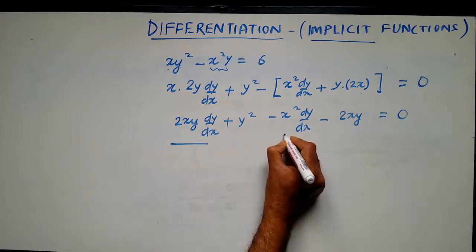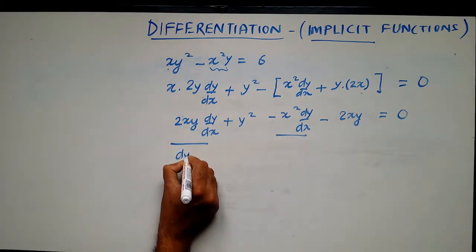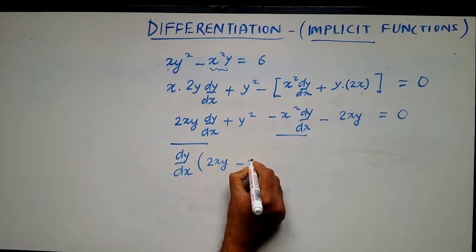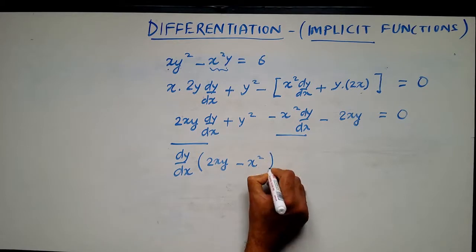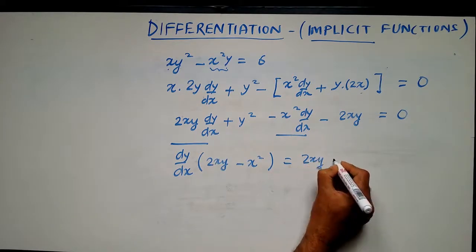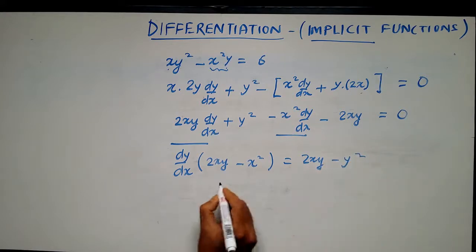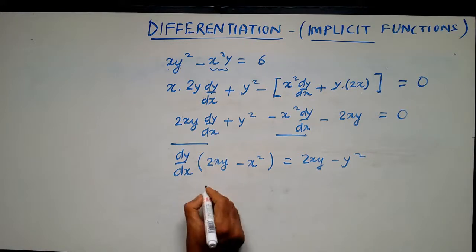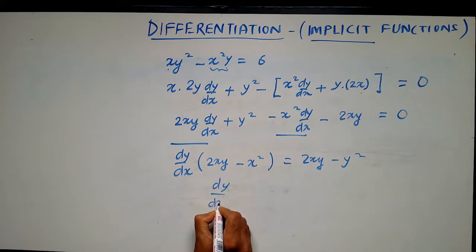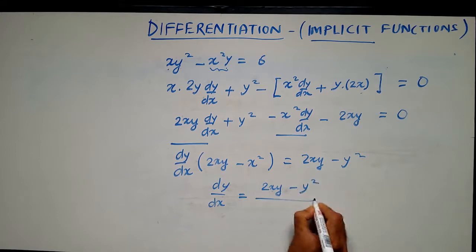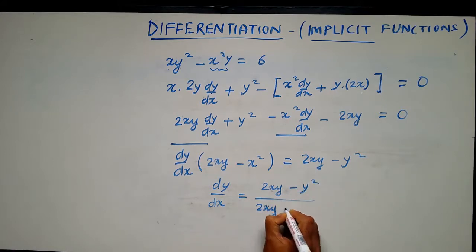Now we gather all the terms of dy by dx. So this becomes dy by dx into 2xy minus x squared. Okay, and we take all the other terms on the other side. So this becomes 2xy minus y squared. Now we divide both the sides by this one, to get rid of this expression and get dy by dx. So dy by dx is 2xy minus y squared upon 2xy minus x squared.